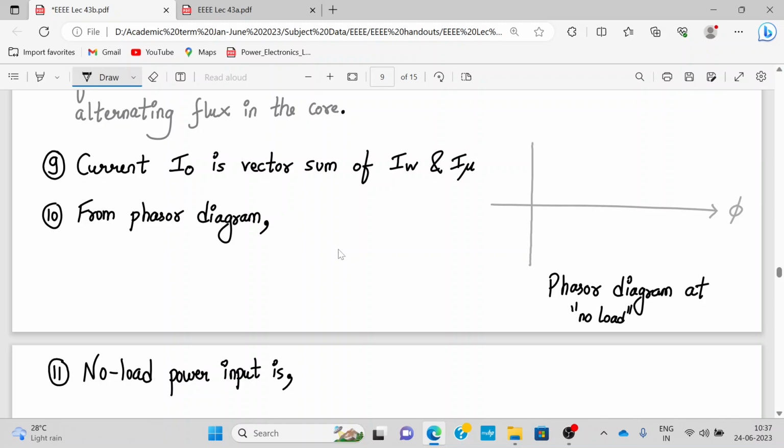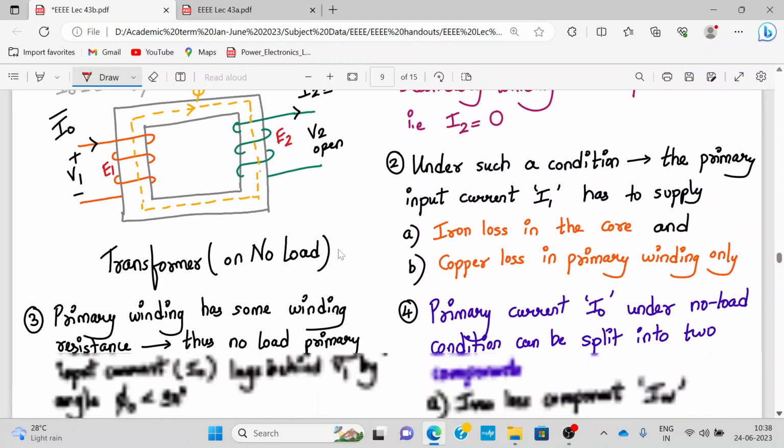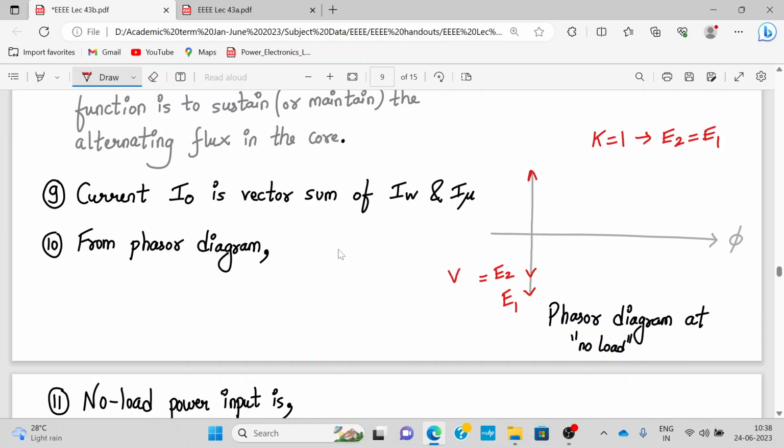So if I want to draw the phasor diagram of the transformer under no load condition, how will it look? We have the flux phi as a reference, which we have drawn. Let me take a red color and draw the EMFs E1 and E2. Let's assume the transformer ratio is 1, so E1 is equal to E2. E1 and E2 lag behind the main flux by 90 degrees. We have seen this before, right? So this is E1 and this is E2. Since V2 is open in the circuit, E2 and V2 are the same. So I write here V2 is equal to E2.